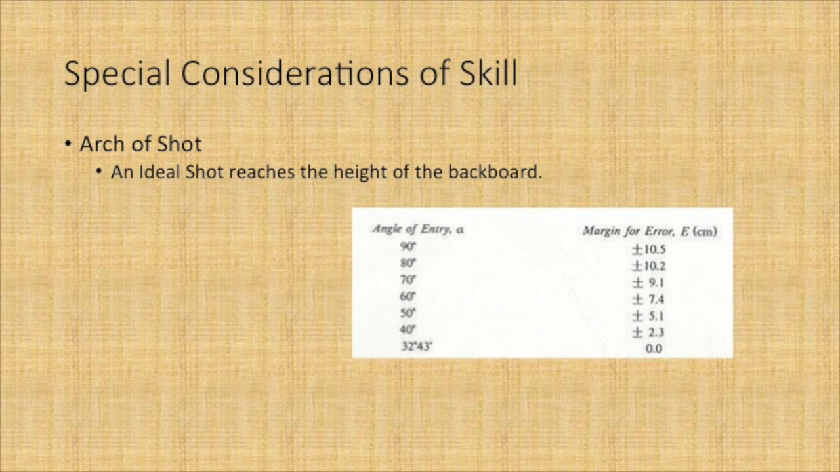Special considerations of a free throw. Arc of the shot. A higher arc of a free throw shot leads to increased chance of the ball going into the basket, as this allows more margin for error with the shot. An ideal shot reaches the height of the backboard.